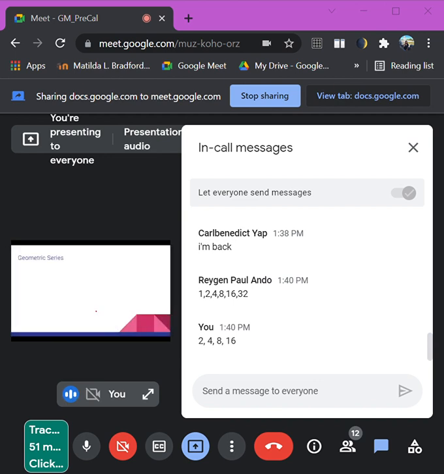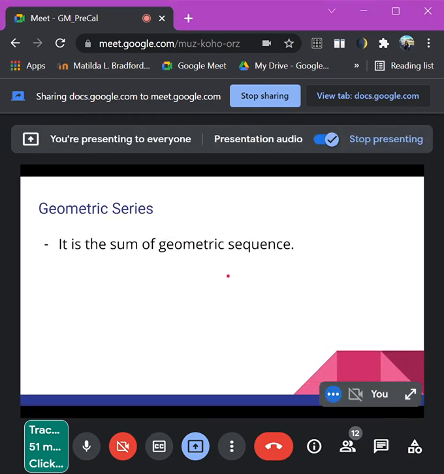And then for our geometric series, that is the sum of our geometric sequence. You have to identify first if the given is a geometric sequence in order for you to solve it, so you can get your geometric series. To get your series, you can use this formula: S sub n equals a sub 1 quantity r raised to the power of n minus 1 over r minus 1. Okay, especially for far-off numbers.